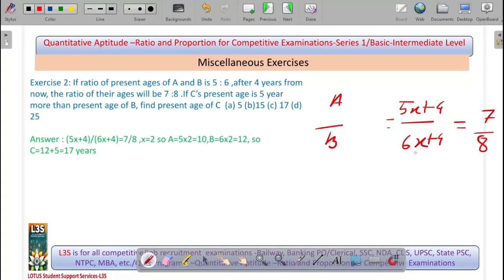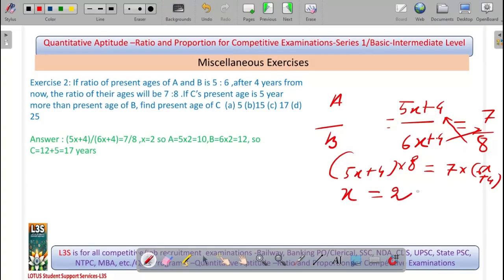Now, first we will find out x. So again we'll have to do cross multiplication. (5x plus 4) into 8 is equal to 7 into (6x plus 4), and we'll get the value of x as 2. Okay, so what is A's age? It will be 5x, 5 into 2, 10 years, and B is equal to 6x, 6 into 2, 12.